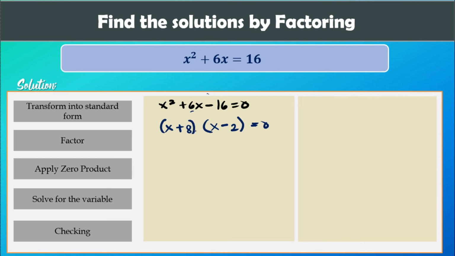8 plus negative 2 is positive 6. Pag multiply naman natin, 8 times negative 2 is negative 16. I-apply na natin yung zero product property. Ibig sabihin, yung x plus 8 natin, equal natin to sa 0. Okay? Tapos, yung x minus 2 naman, apply natin to 0. So, this is by using the ZPP, or the zero product property.